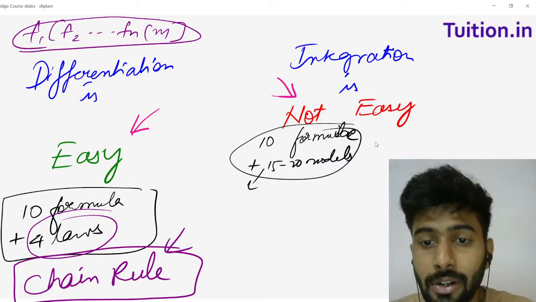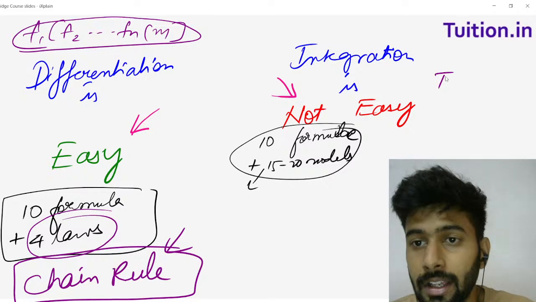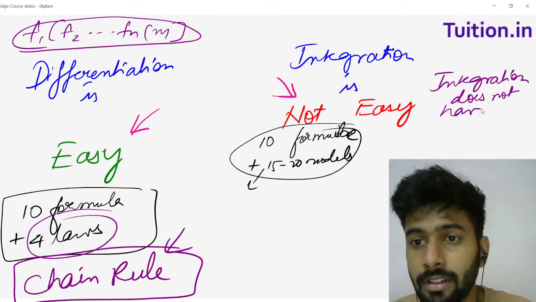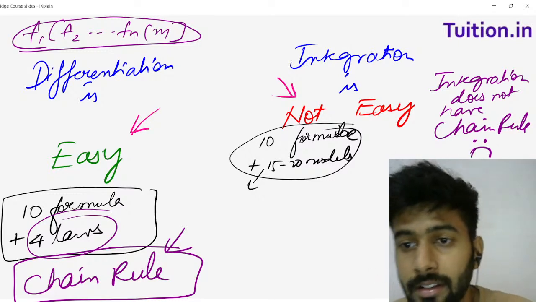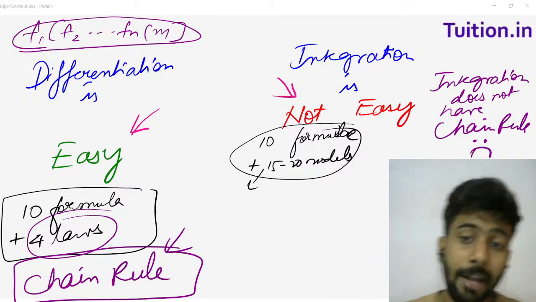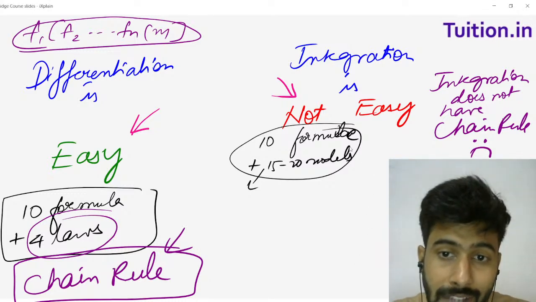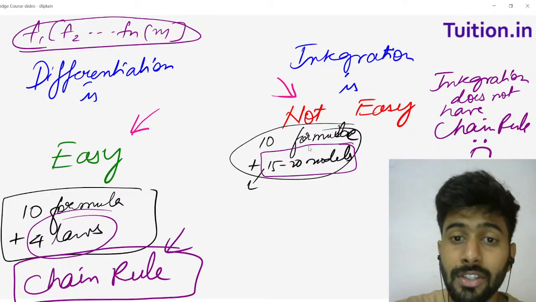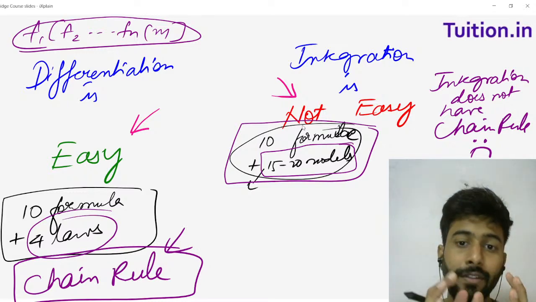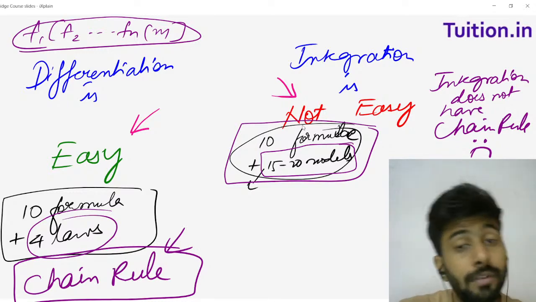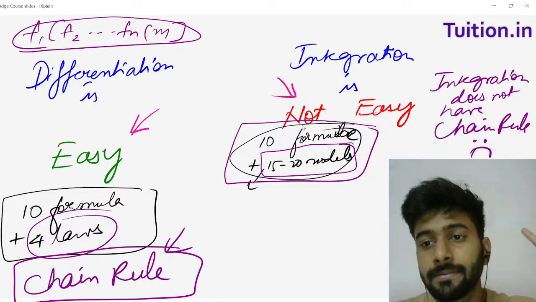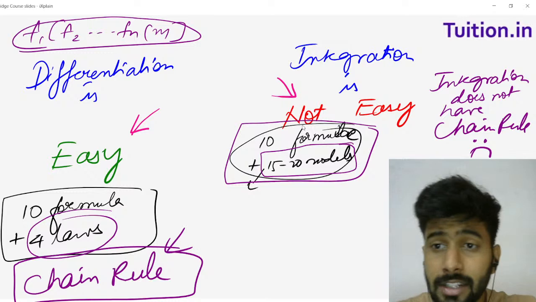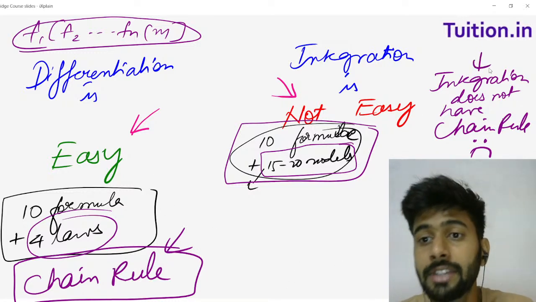But we don't have a chain rule in integration. Integration does not have chain rule. And this is sad, people, because it is the absence of this chain rule because of which we have to study these 15-20 models separately. And even then we might still get some functions which do not lie in this 10 formulae plus 15-20 models bracket. You might get something which will require some other knowledge to integrate. You will most likely not get that in your syllabus, but it is still possible. And all that is because integration does not have chain rule.